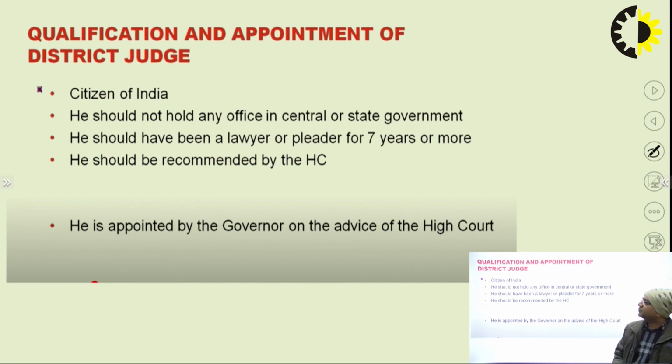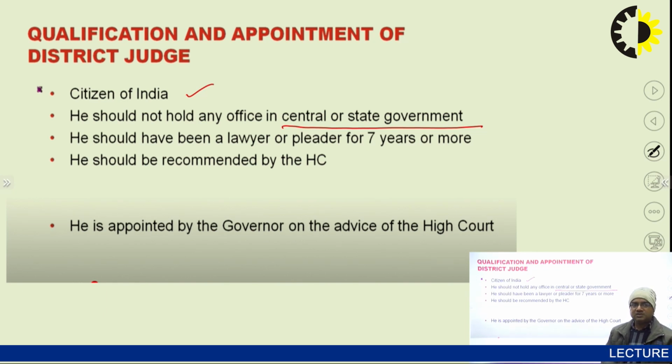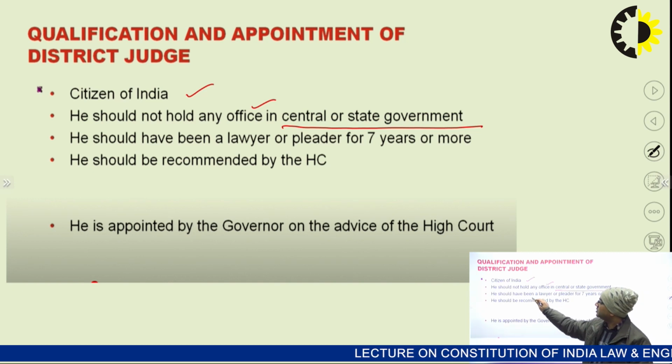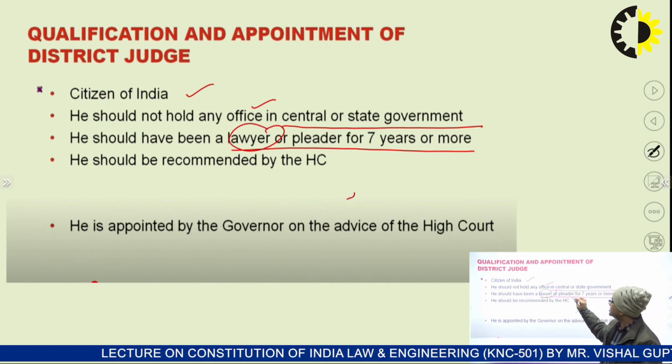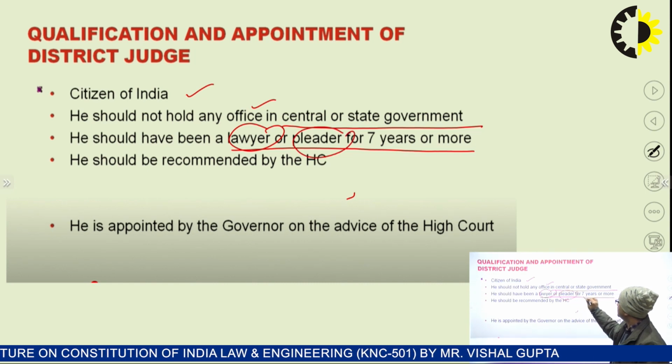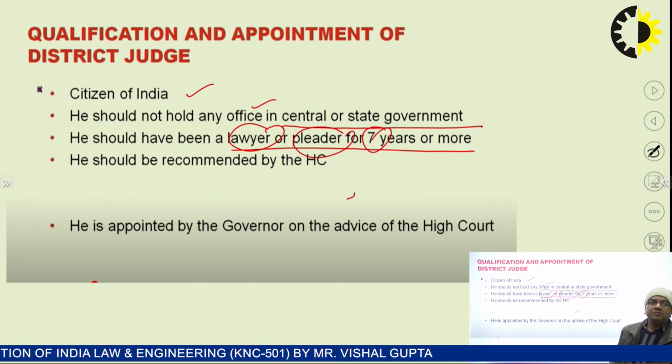Now the qualification and appointment of a district judge is again an important thing: how people will qualify to become a judge of a district court. First and foremost, that person should be a citizen of India. Secondly, that person shouldn't hold any office in the central or state government. This is important because if that person is holding such an office, then before joining as a judge he needs to resign. Then he should have been a lawyer or pleader for 7 years or more. So that person should have a minimum of 7 years of practice experience, only then would he be permitted to become a judge.